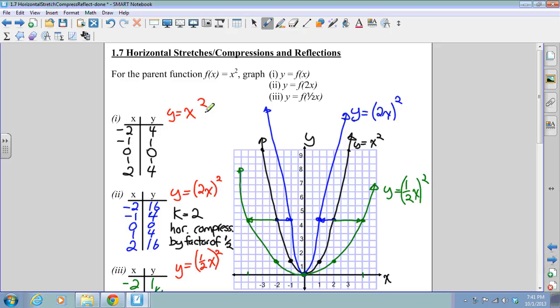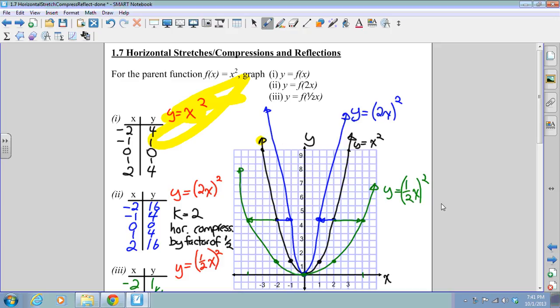So if we start off with our parent function, which is y equals x squared, we're most familiar with the quadratic, so that's why we're going to start by taking a look at that. Okay, looking at that, ladies and gentlemen, it's in the black as the graph. We know our step pattern. As you go over 1, you go up 1. As you go over 1, you go up 3. As you go over 1, up 5. So that's your standard parent function for y equals x squared.